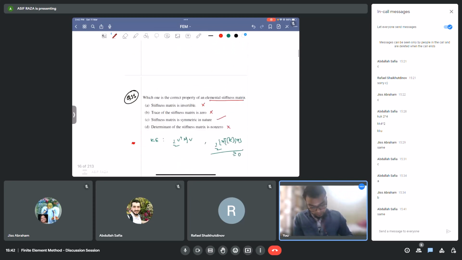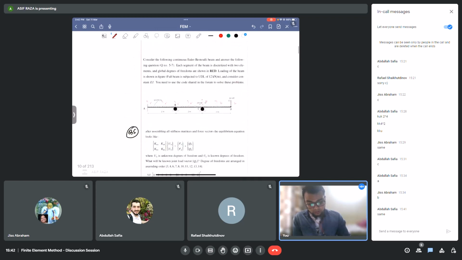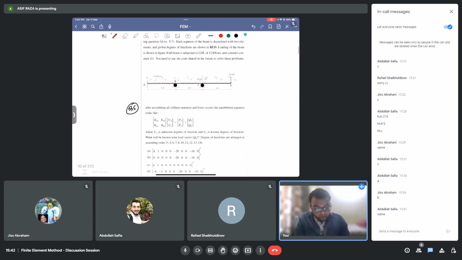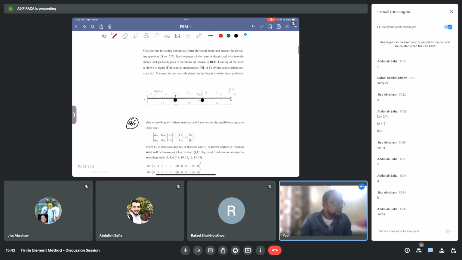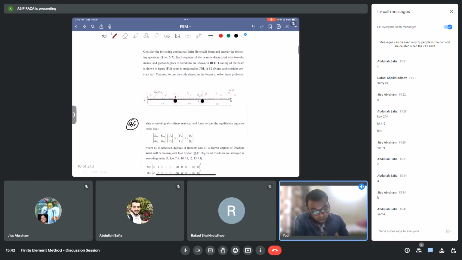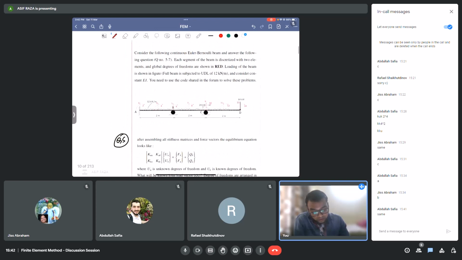Okay. Now let's move on to the next question. It was more complex in the assignment set, so I'll just roughly go through it rather than going deep. Consider the following continuous Euler-Bernoulli beam and answer questions 5 to 7, but we'll focus mostly on question number 5.